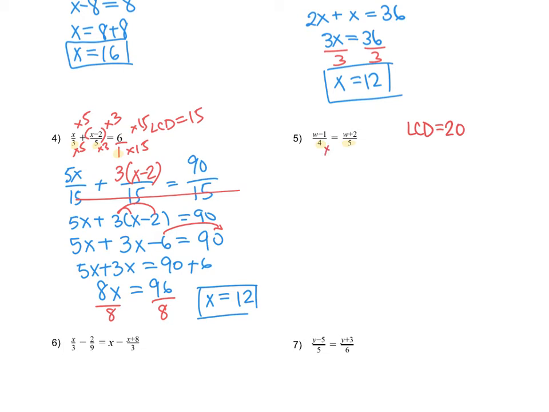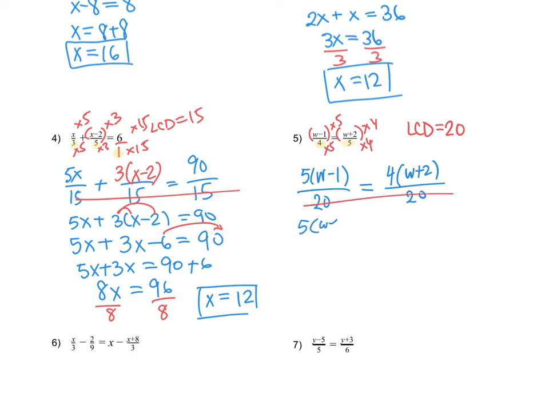So your first fraction has to get multiplied by 5, and notice I put brackets around that numerator, and I am going to go the long way and write 5 bracket w minus 1 all over 20. And then the next one is going to get multiplied by 4, and again the long way, 4 bracket w plus 2 all over 20. The 20s are matching, they are gone, and I'll rewrite what I have.